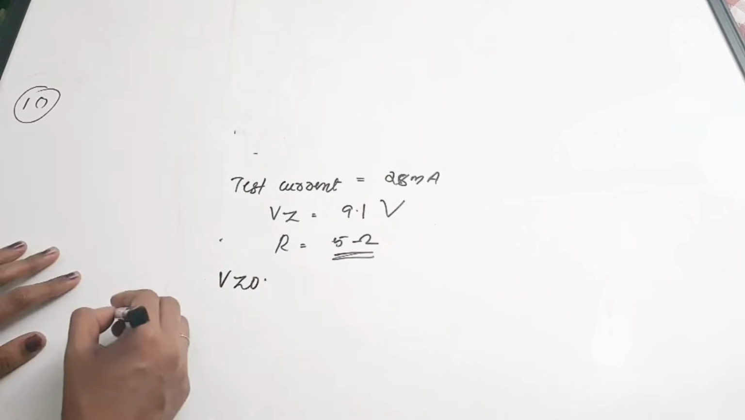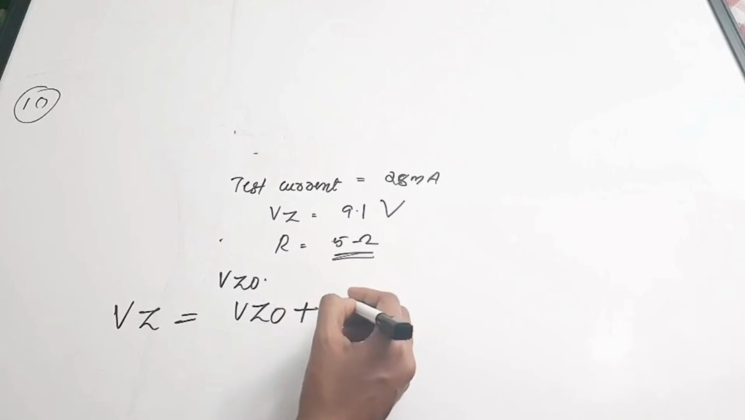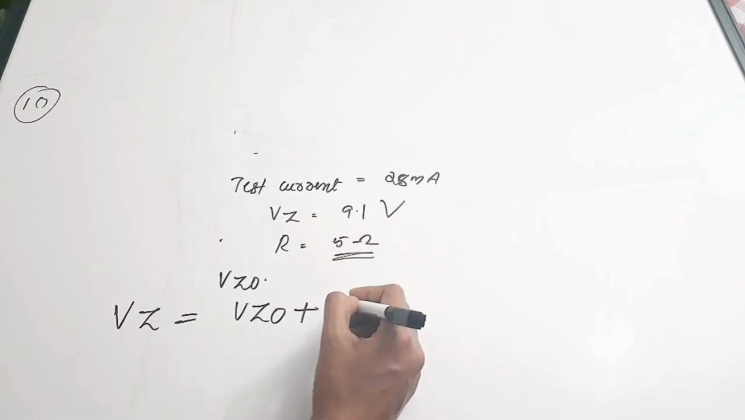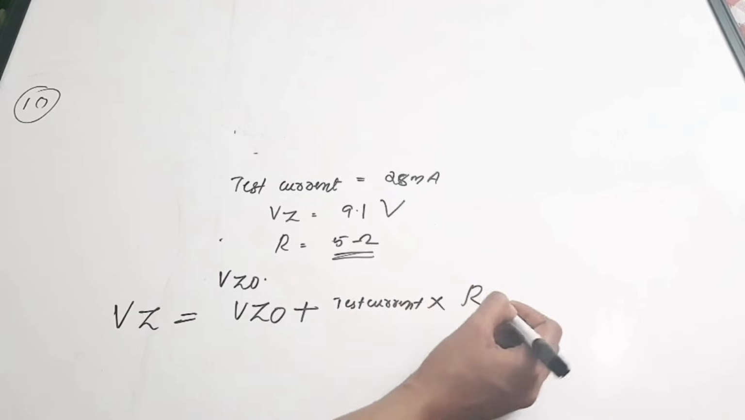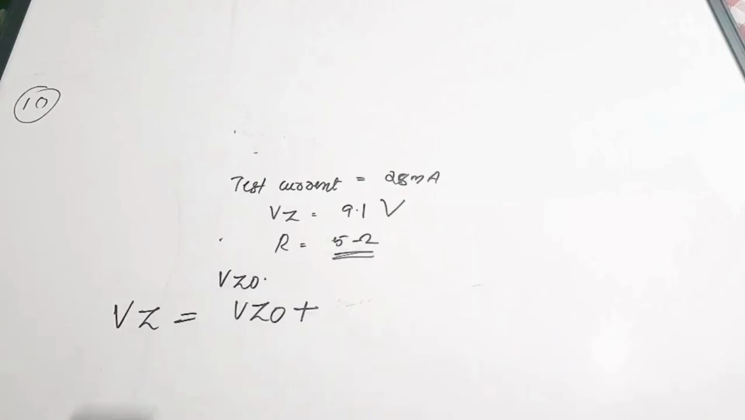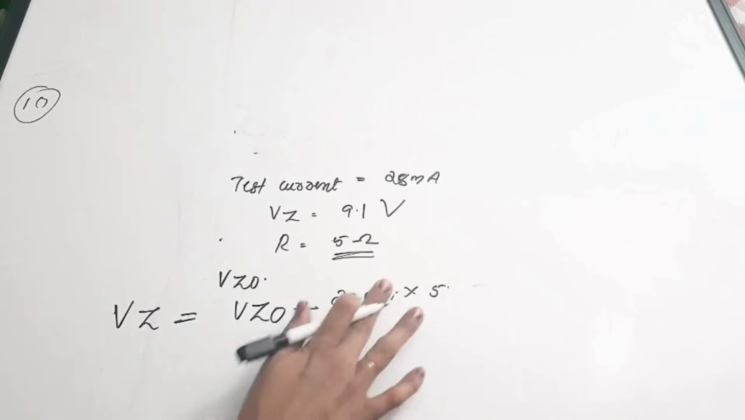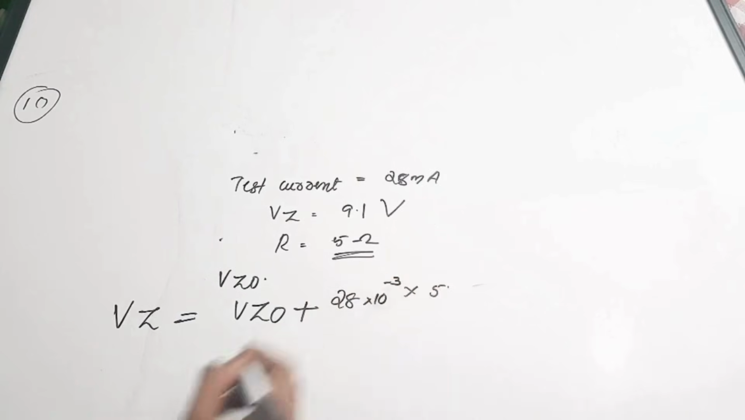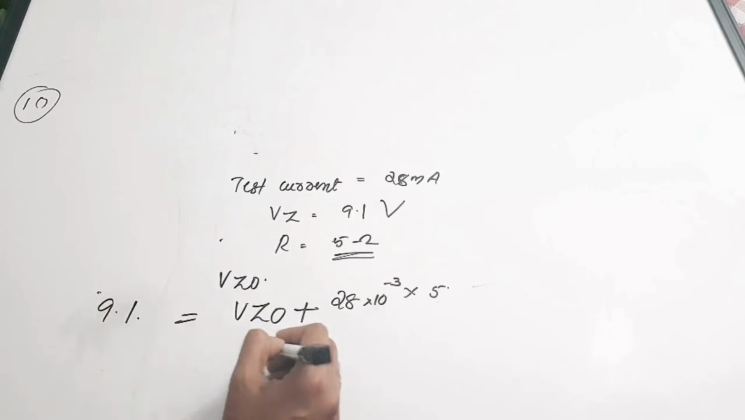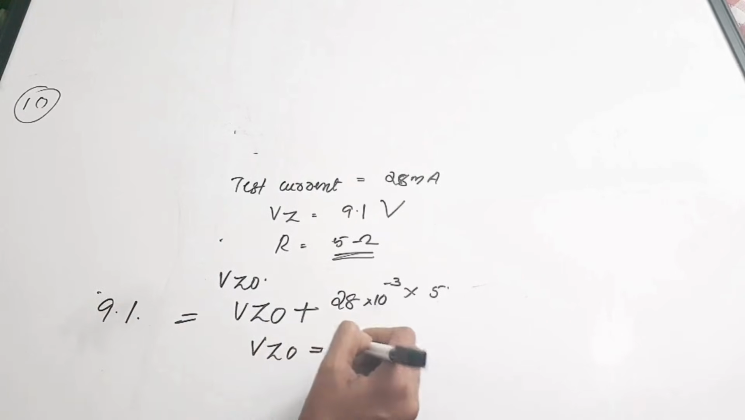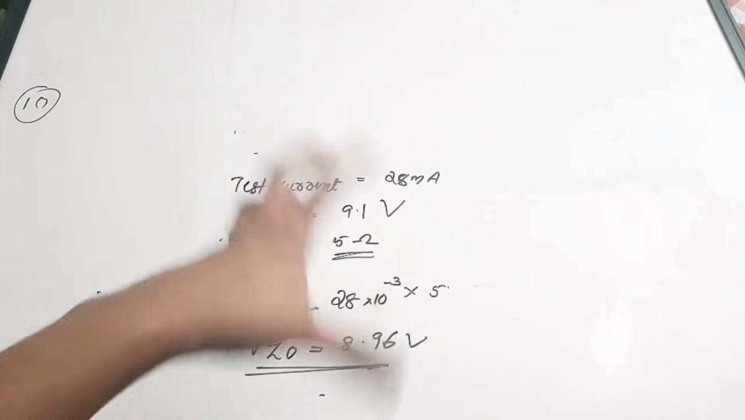So the equation is, Zener voltage Vz is equal to Vz0 plus the test current into the incremental resistance R. Test current is 28 milliampere into 5, so 28 into 10 raised to minus 3 into 5. And here we also know Vz, which is 9.1. So while solving, you'll get Vz0 equal to 8.96 volt.